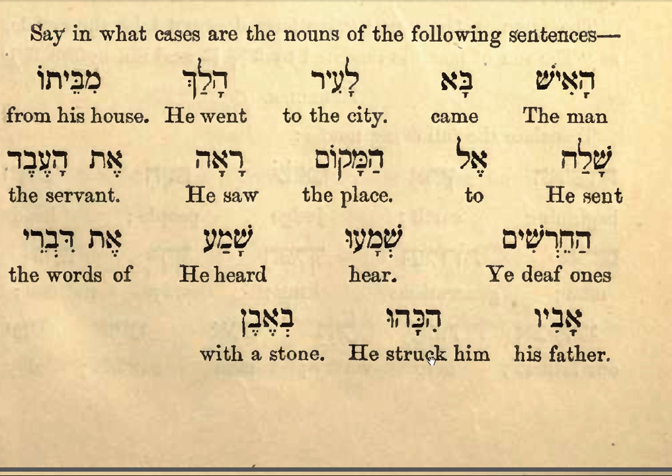Hikkahu. He hit him. Notice that the accent is changed here because the word ends in hu. Hikkahu. He struck him. Be'eben. With a stone. And here the accent's here as well, not at the end. Be'eben because of the two s. He struck him with a stone. And that's the end of this little episode.